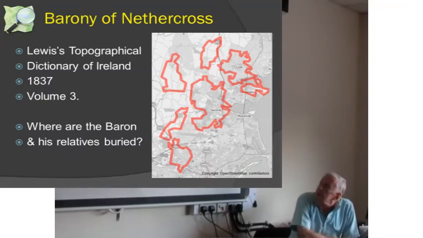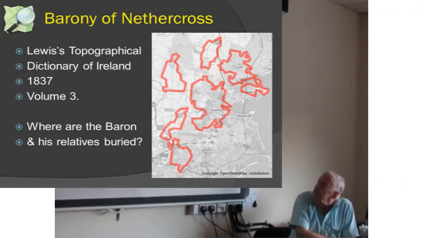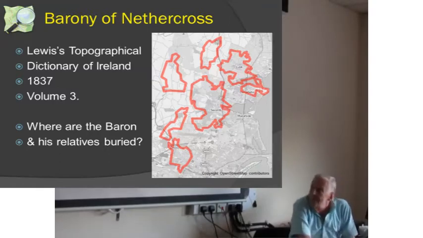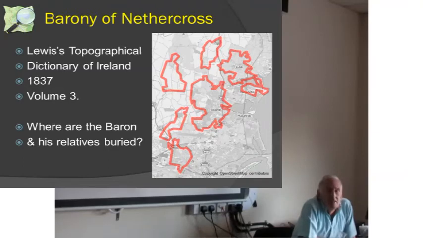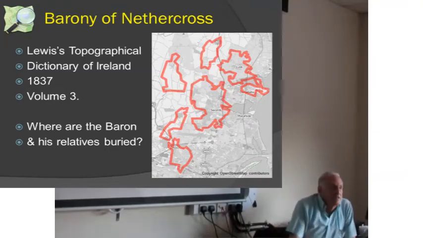Now, there's the barony of Nethercross as mapped in 1837. You can see it's in what, six, seven different pieces? Which one would you suggest the Baron and his relatives were buried in? Where was their headquarters, their home patch? Suggestions, please. London. Another Baron. No, it is in one, in a way. Middle. No? The bottom. The bottom one, Finglas.